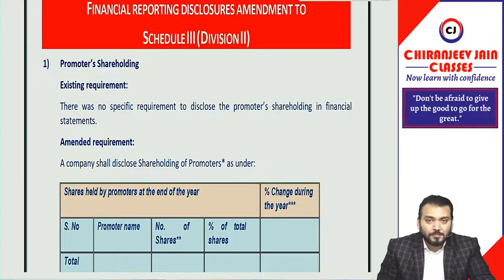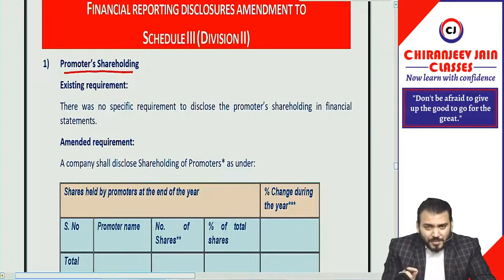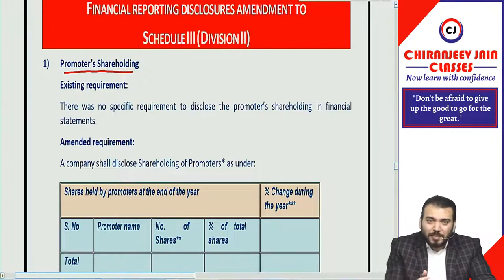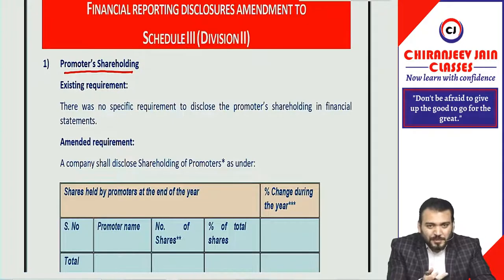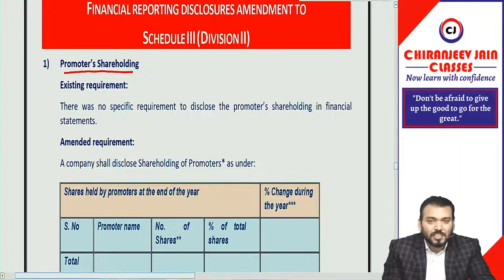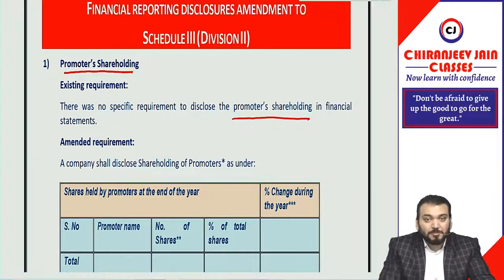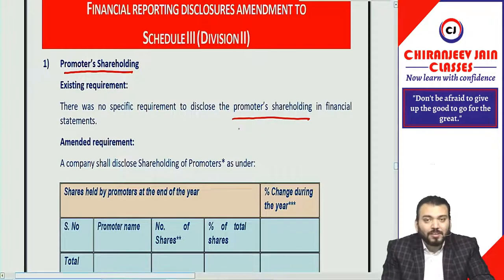So what are the amendments related to Schedule 3 of Division 2? The first point is promoter's shareholding. We'll discuss what was given in the existing requirement, as per the previous Schedule 3 Division 2, and what the amendment is. As per the existing requirement, before the amendment, there was no disclosure requirement for promoter shareholding.